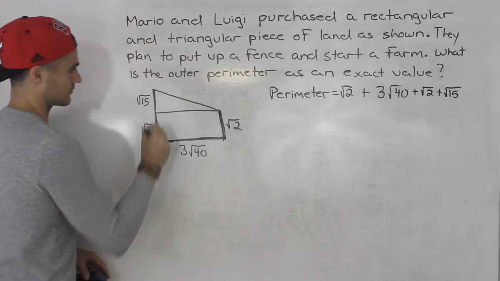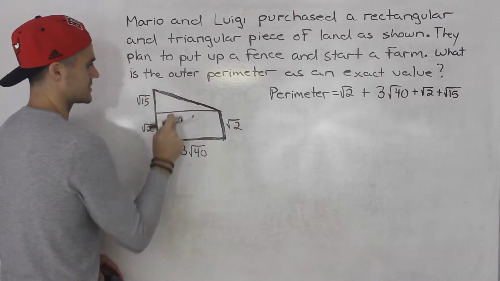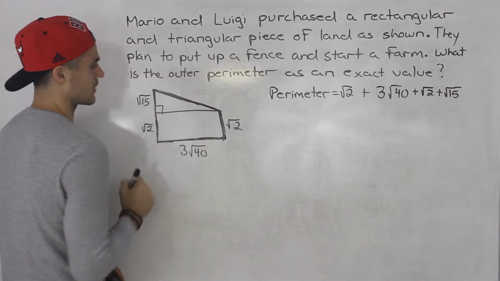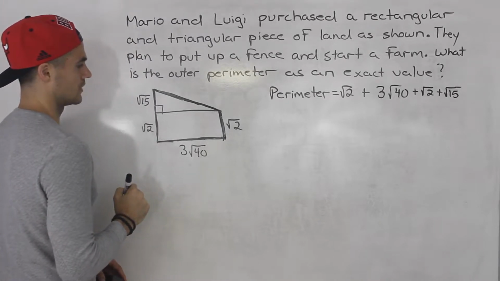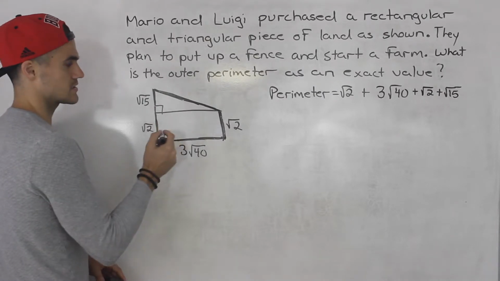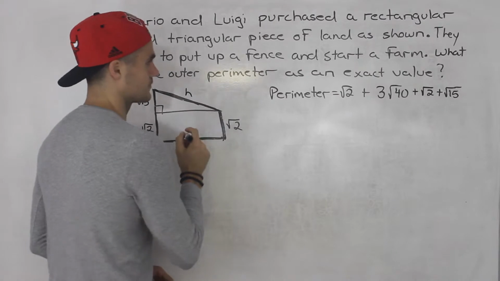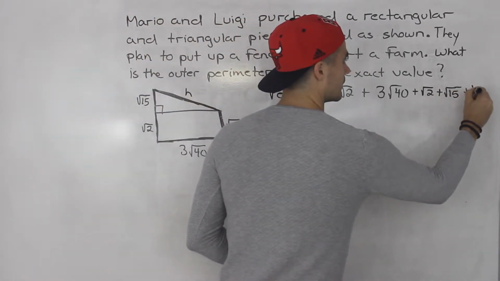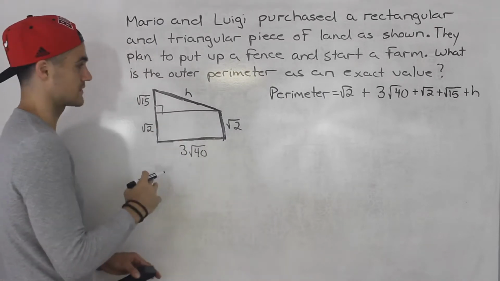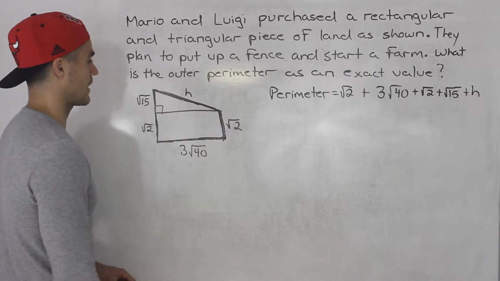And now we still have to add this side there. Notice that's the hypotenuse of this right angle triangle. So we can find what the hypotenuse is with the Pythagorean theorem. Let's label this h for the hypotenuse, so we're going to be adding h. Then let's figure out what h is on the side, plug it in there, and simplify all of that.